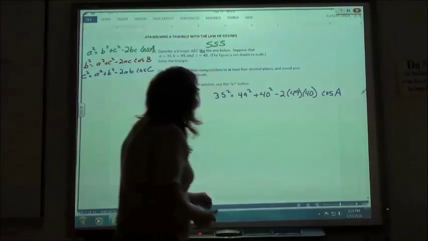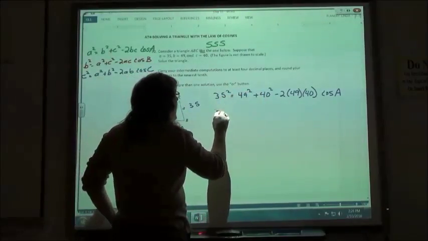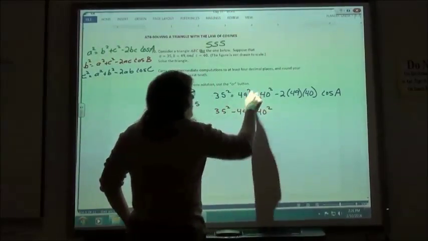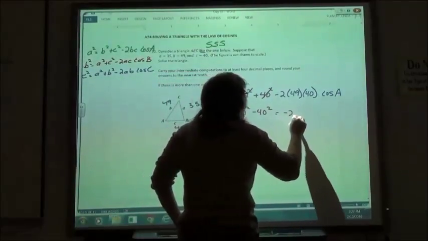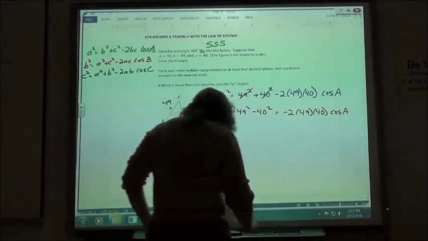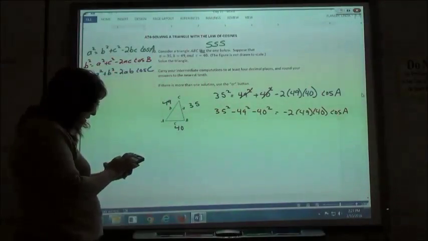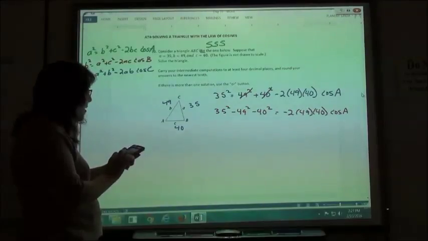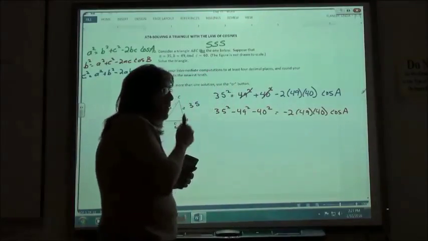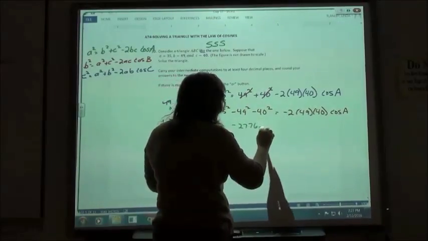Now when I solve this, I'm going to go ahead and move these two things over here and use my calculator. So first of all, I'm going to say 35 squared minus 49 squared minus 40 squared, moving this and this, is equal to negative 2 times 49 times 40 cosine of A. Now I'm just going to grab my calculator and do my calculations. So 35 squared minus 49 squared minus 40 squared is negative 2,776.